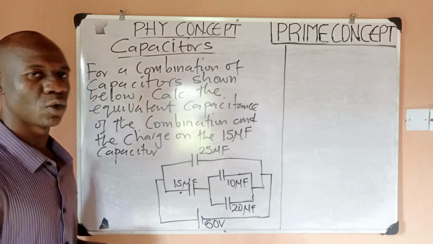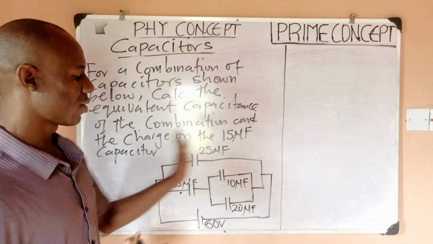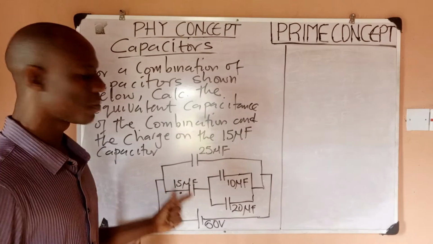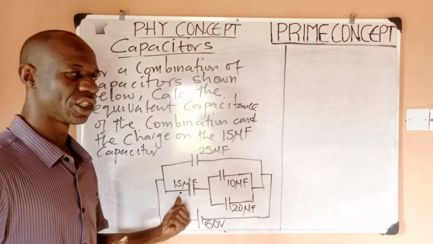So the first thing we want to do is to find the equivalent capacitance of this system. That is the first part of the question. And then the second part of the question says find the charge in this.